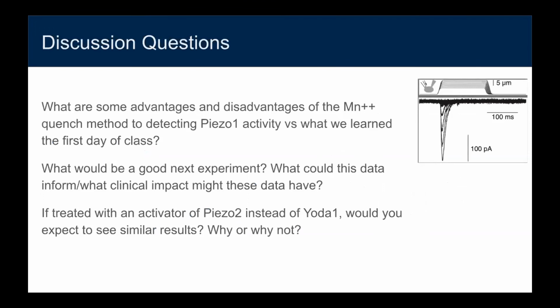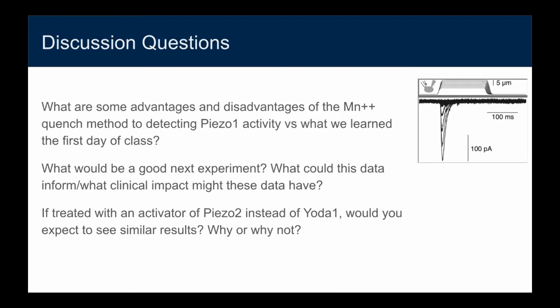So we just had a few questions. Since we did learn about Piezo1 before, we wanted to relate this paper back to the first one and bring the class full circle a little bit. We're asking, what are some advantages or disadvantages of the manganese quench method to detect Piezo1 activity versus what we learned the first day of class, the patch clamp method? Obviously, they're different and used in different situations, but we can discuss how exactly they may be used.